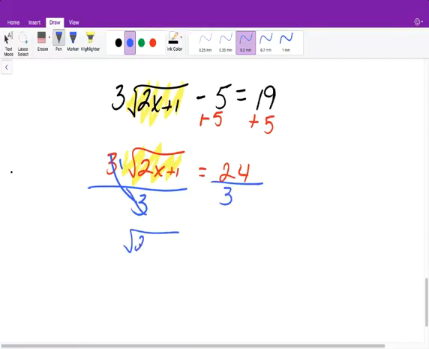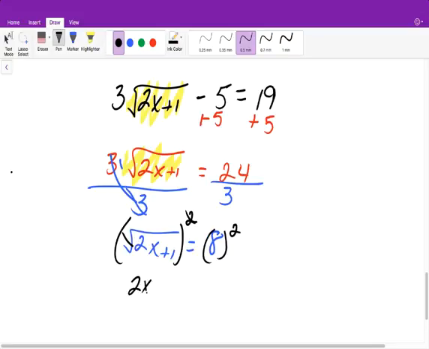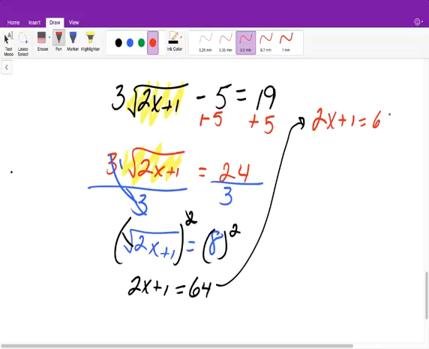So we're left with the square root of 2x plus 1 is then equal to 8. And now we need to get rid of our square root, so we will square it because our index matches the power. They eliminate or cancel each other. So then it's 2x plus 1 is equal to 64. So let's just rewrite this over here. We have 2x plus 1 is equal to 64.